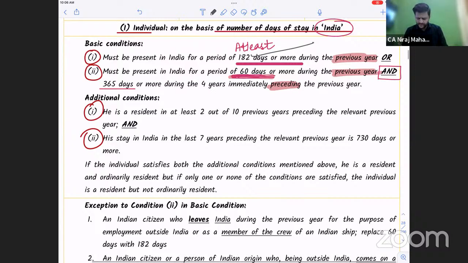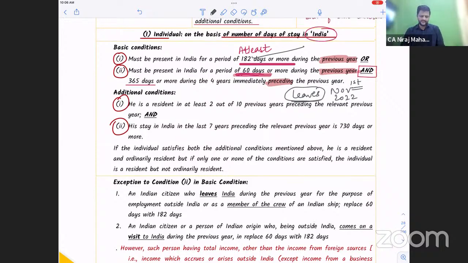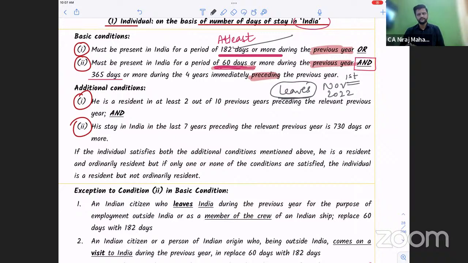Now try to understand, I'm repeating: a person leaves India, let us say, on 1st November 22. How many days is he in India? He is there from April to October. That is more than 6 months. April to October, so September makes 6 months as well as October. He leaves India on 1st November 22. Whether basic condition number 1 is satisfied or not? Satisfied. All of you okay till here?